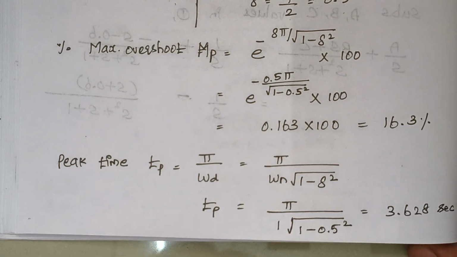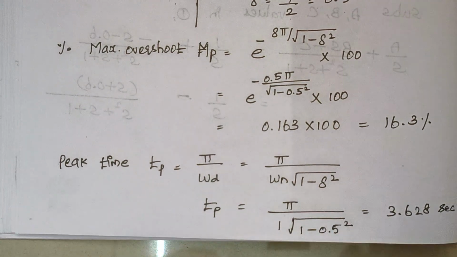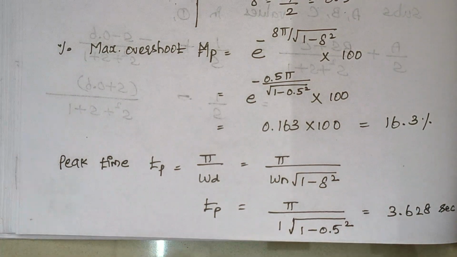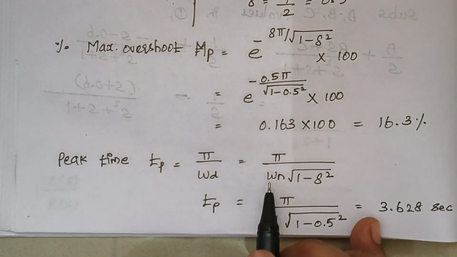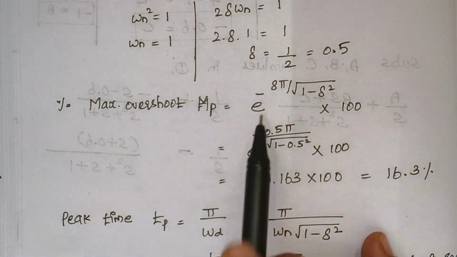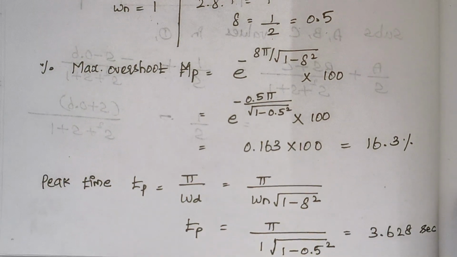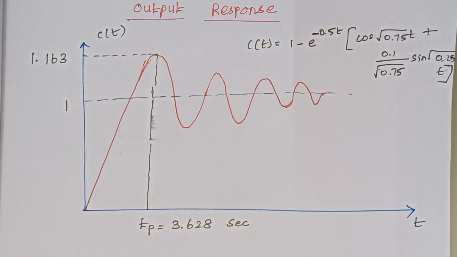And the next thing is peak time. This is also a direct formula substitution. So peak time is pi by omega d, which is equal to pi by omega n into root of 1 minus zeta square. So we know the value of omega n. Here you see the omega n is 1. And we also know the value of zeta. So just directly substitute the values and finally we are getting the answer as 3.628 seconds.